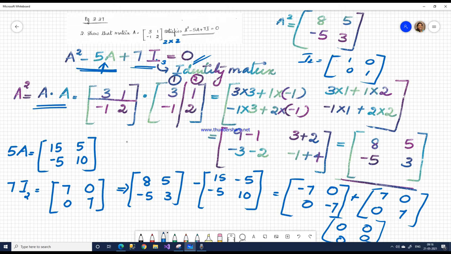Okay, so next is A square. This is our A square. Subtracting 5A, then the resultant value is added with 7I, and we got the answer as 0 0, which is a null matrix. So the result is also 0. This is how we have to show that the particular matrix satisfies this equation or not. Hope these problems are very clear for you.